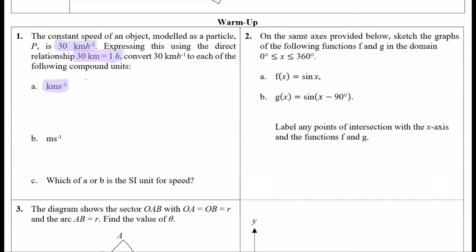So I'm going to write 30 kilometers as equal to 1 hour. All right, now if you look at the question, which part do we need to change? It looks like, well, the kilometers is fine, but we've got this measurement in seconds here. So I need to change the hours into seconds. So you need to recall a bit of knowledge here. So let's just make a note.